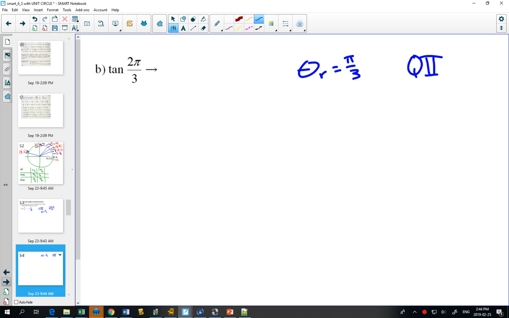What's tan of pi over 3? This is where I use the strategy. Bottom number is 3. It's equal to root 3, and because it's in quadrant 2, it's going to be negative.